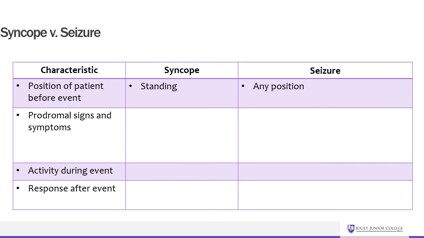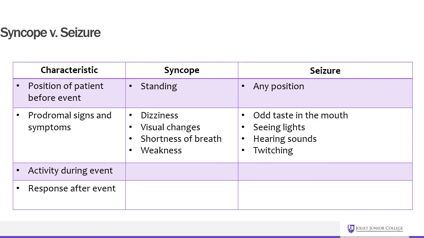Now, prodromal signs and symptoms before the event happens. Well, in syncope, sometimes they get dizzy, or they have visual changes. They white out, or they black out. They get short of breath. They feel very weak right before they pass out. Seizures, we have that aura on some of them, not on all, but on some of them, and you have this odd taste in your mouth, or you see lights, or you hear sounds, or start having muscle twitching.